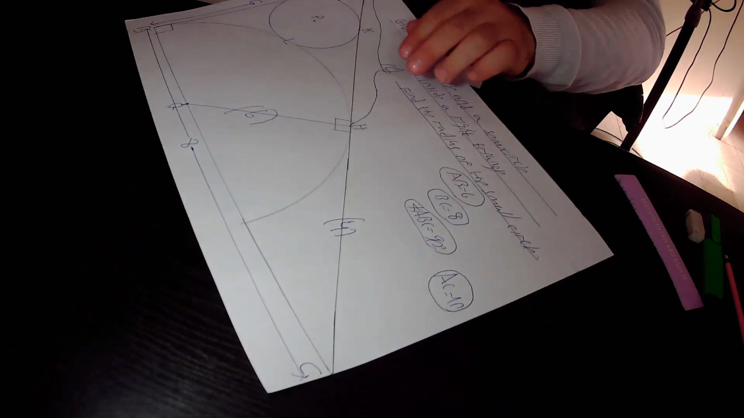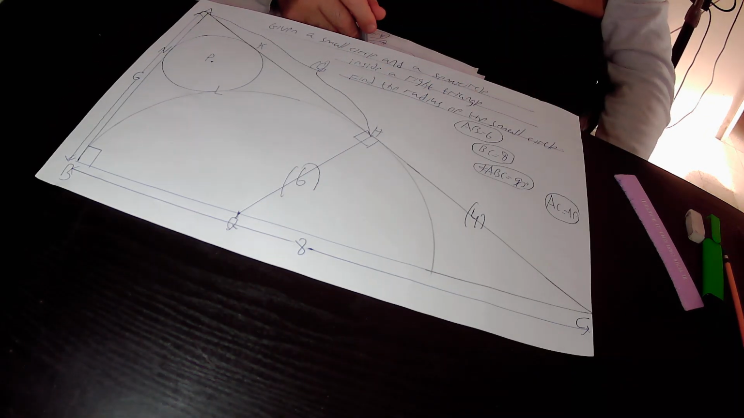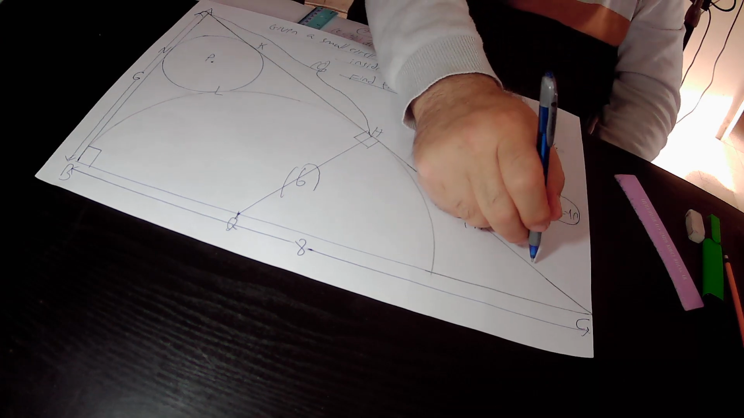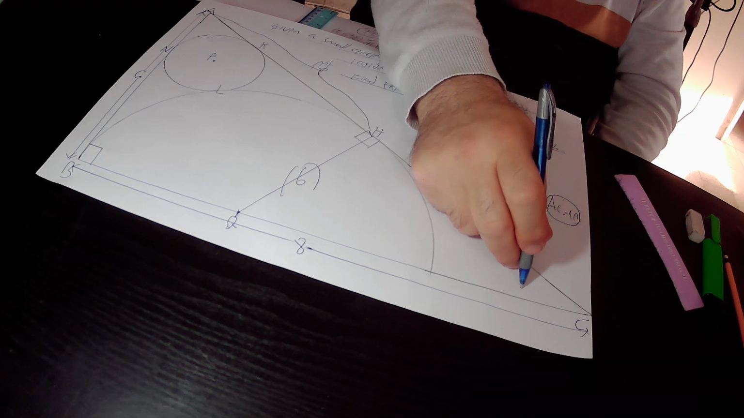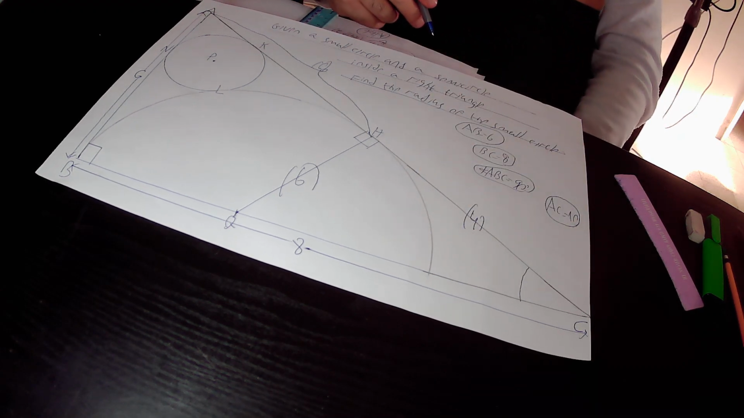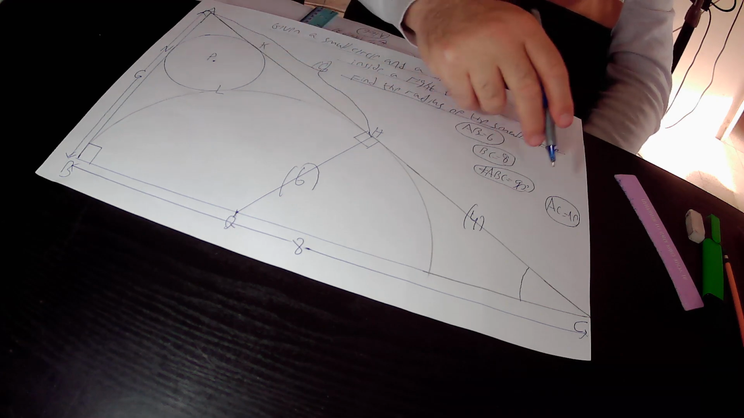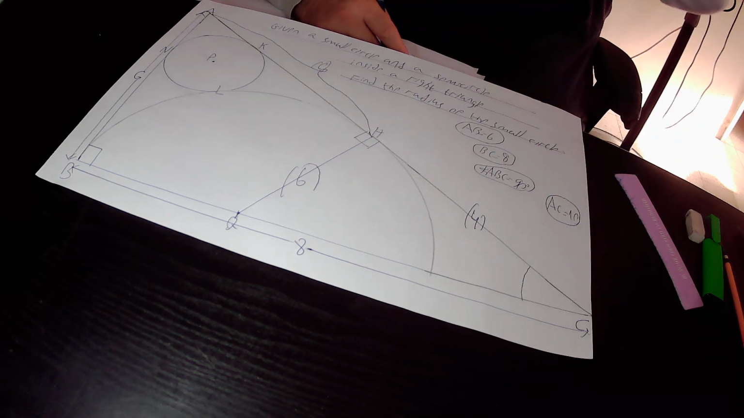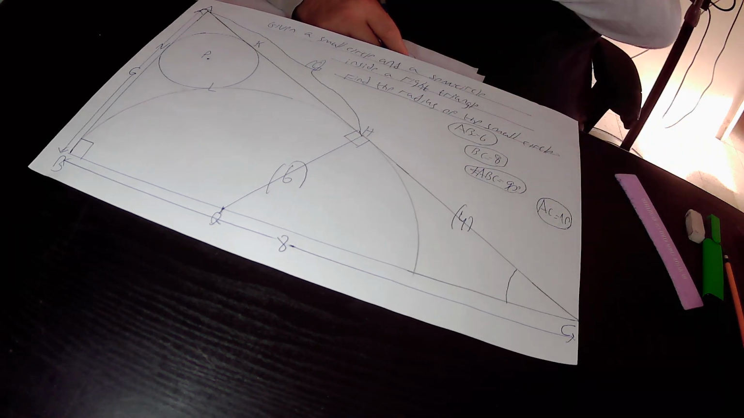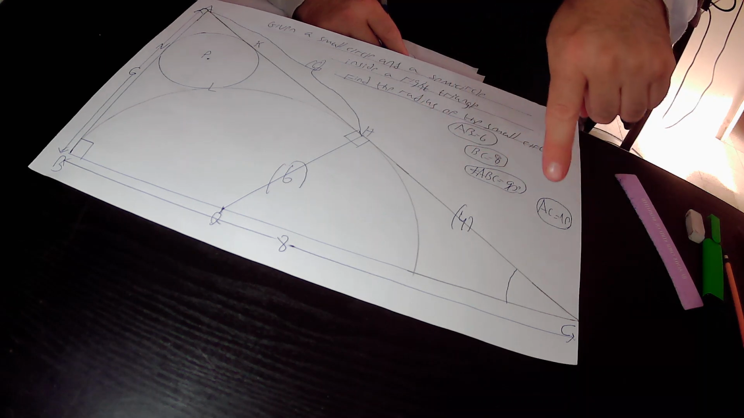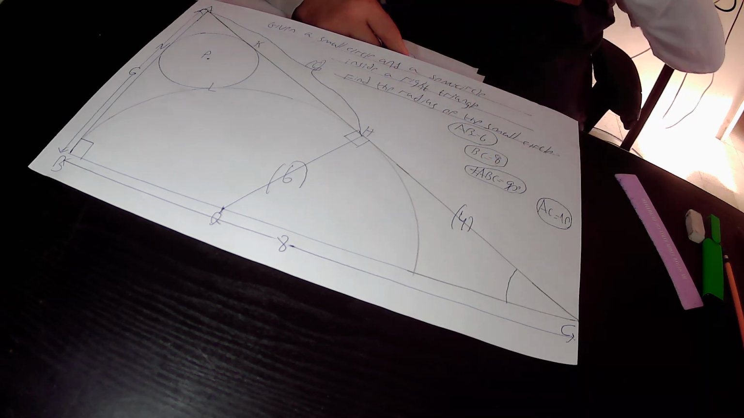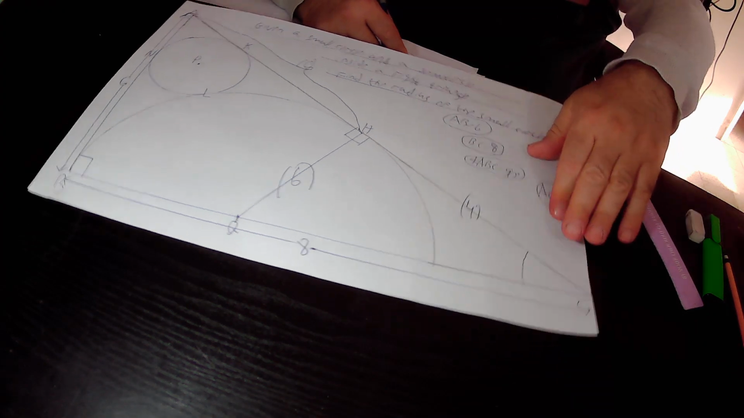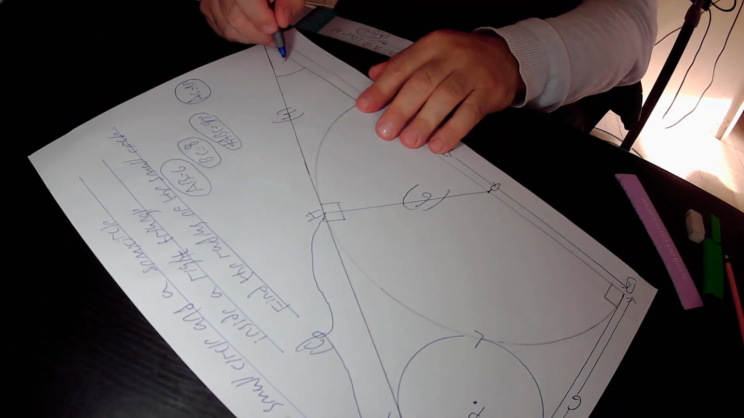Actually, by doing this construction, we get the right triangle QHC. In the right triangle QHC, we have this angle that belongs to the right triangle QHC. But this angle C also belongs to the big right triangle ABC. So angle C is a common angle that belongs to both triangles, to the small triangle QHC and to the big triangle ABC. So we will define the size of this angle C as alpha.